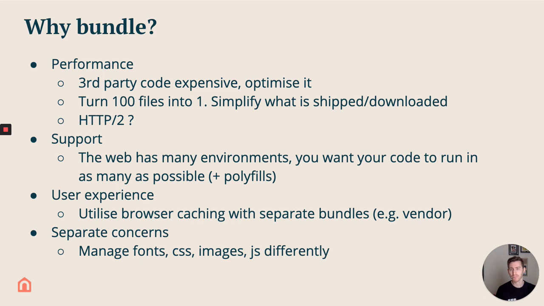So, why bundle in the first place? For performance reasons. Third-party code is expensive. You want to optimize. We can optimize what is shipped via static code analysis, you know, cherry picking and tree shaking, saving a lot of resources required. We can turn 100 files into one, so you can really simplify what the user downloads. And there's an argument that HTTP2 is making devices more capable of requesting dozens of files at once, but it's still expensive and it takes a toll on the user's time and data usage.